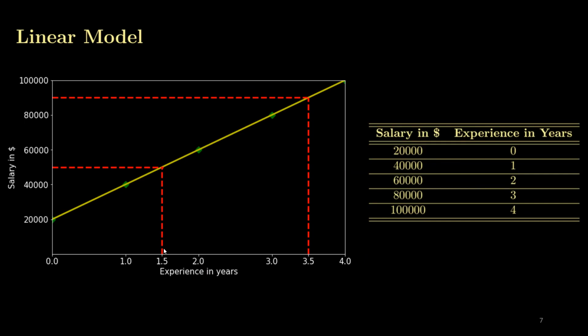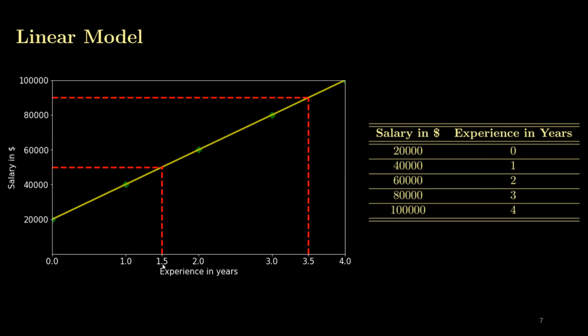Suppose a candidate comes to us whose experience is only 1.5 years. Now, this value 1.5 is not present originally in our dataset. But since we have trained a model on this dataset, this model, which is a straight line and which is also known as a linear model, will help us to find the salary of a person whose experience is 1.5, and this value is not present originally in the dataset. So now this is the testing point for this linear model.